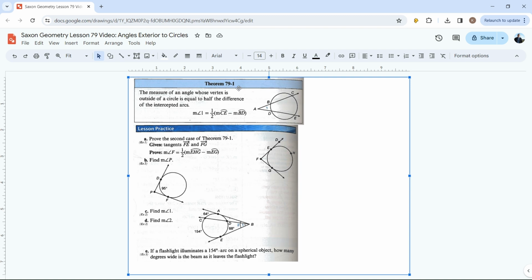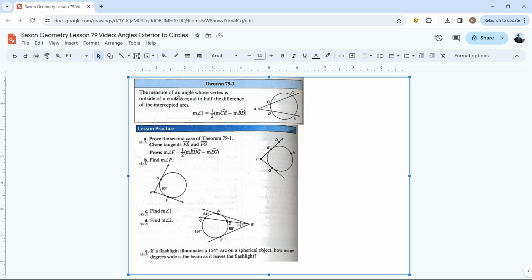But let's take a look at Theorem 79.1 to see what we're going to be doing for the majority of this lesson. We're going to learn about angles exterior to circles. So an exterior angle is an angle whose vertex is outside the circle. But notice that this angle intersects the circle. So we would say that this is an angle that's exterior to this circle.